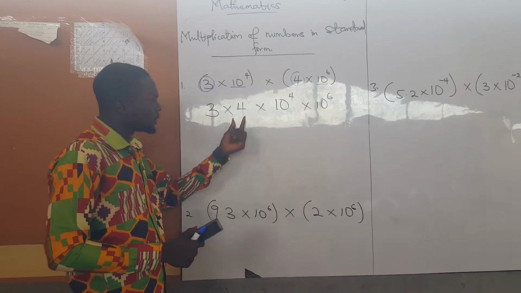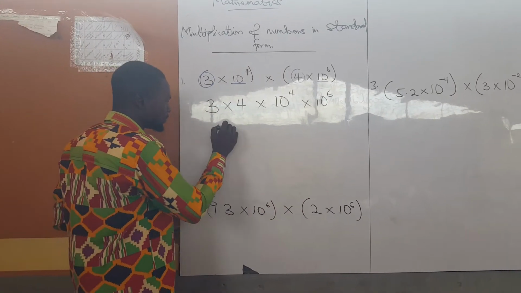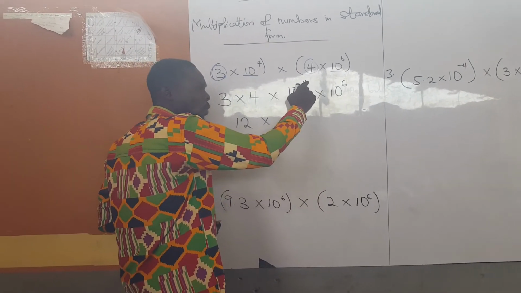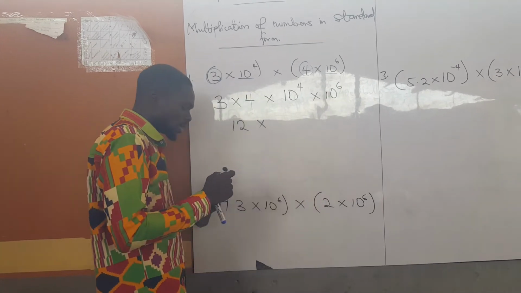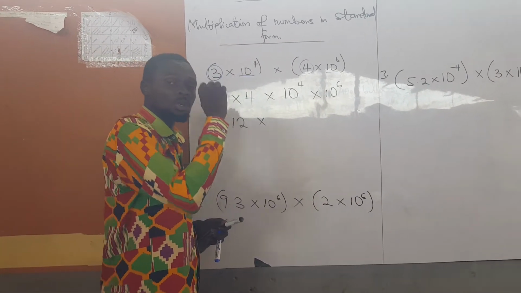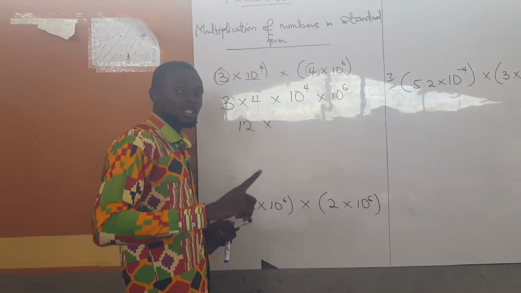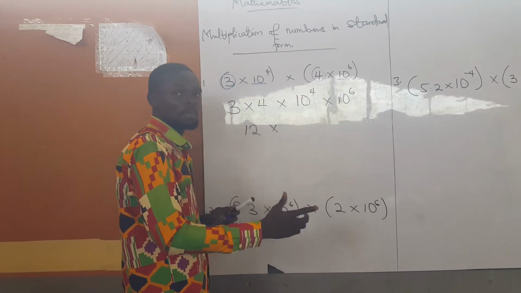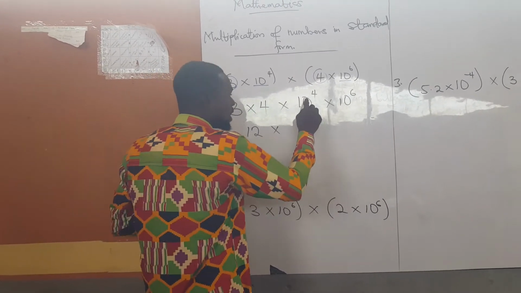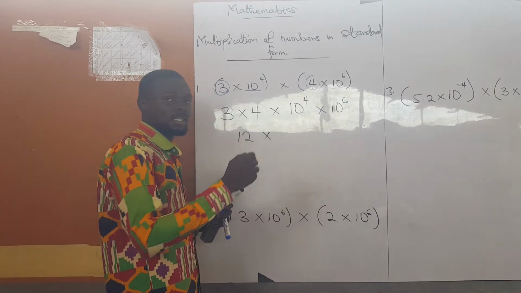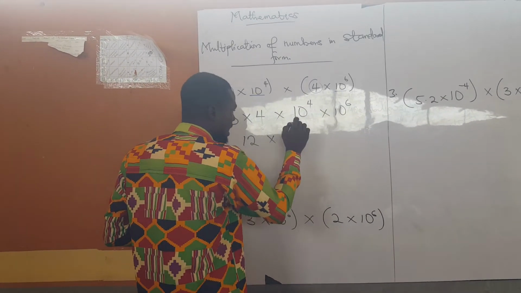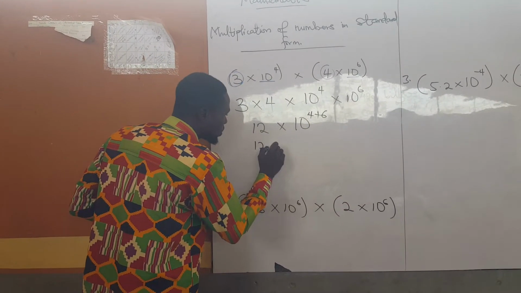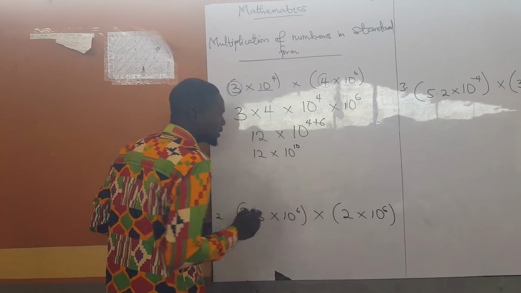Now 3 times 4 is going to give us 12 times, if you multiply 10 to the power 4 times 10 to the power 6. To multiply this, we are going to use the law of indices, which is the first law. It says that if you are multiplying and the bases are the same, add the powers. So the power here is 4 and the power here is 6. So I'm going to put the powers together, which is 4 plus 6. And 4 plus 6 is going to give us 10 raised to the power 10.